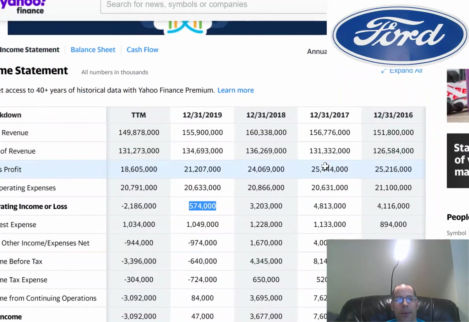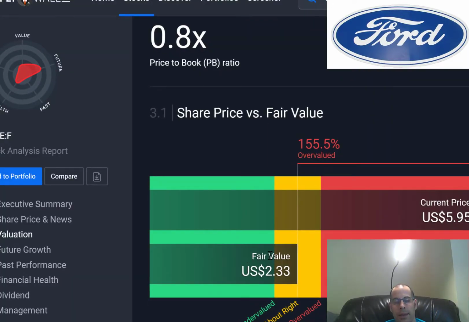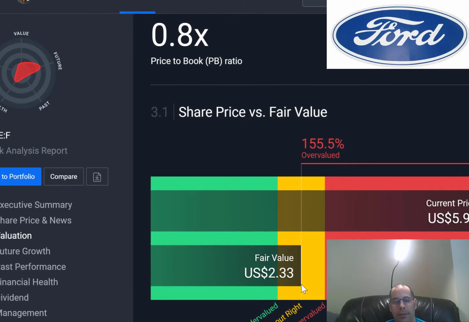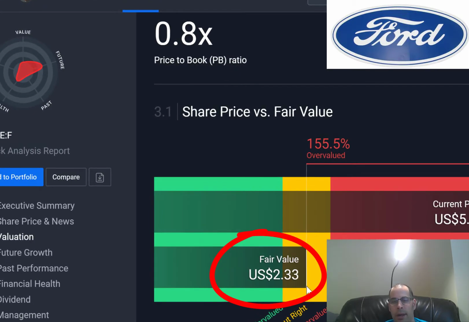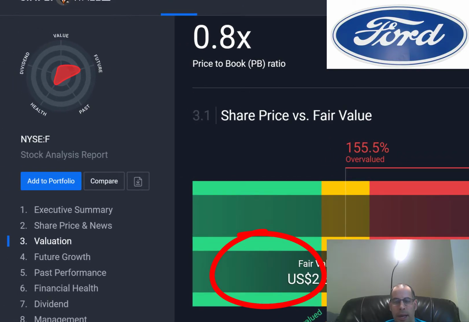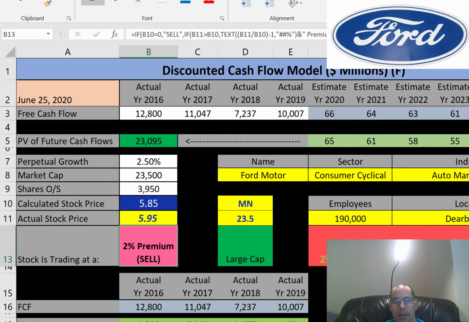Let's see what Simply Wall Street says. They have $233 as their fair value. So I don't know exactly what they do to calculate the intrinsic value of the stock, but they obviously use different parameters than I do.